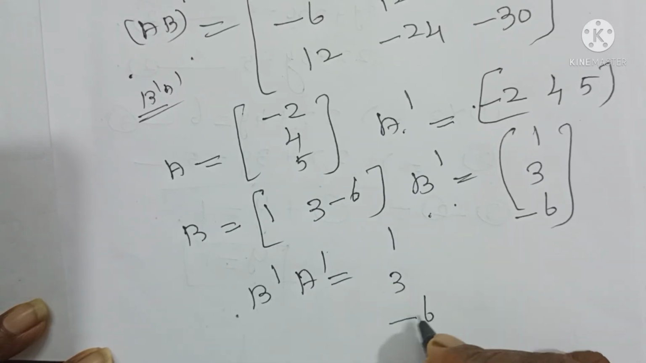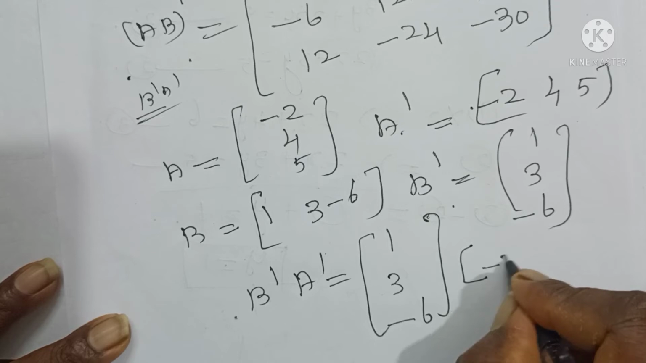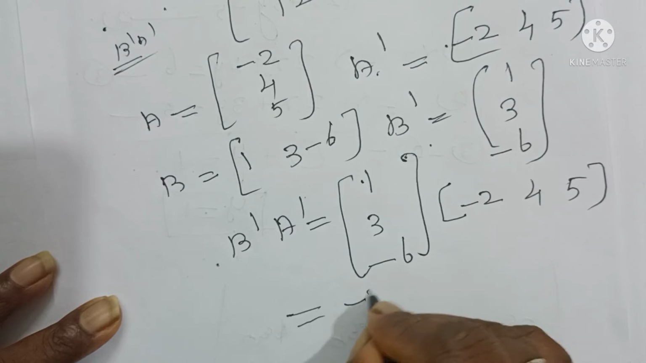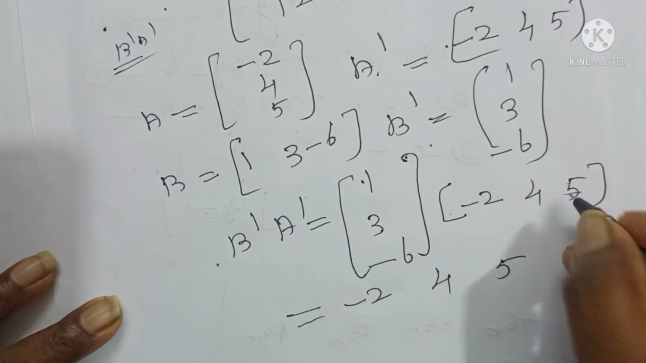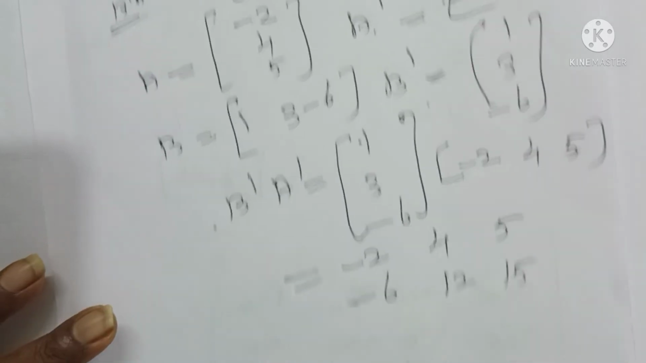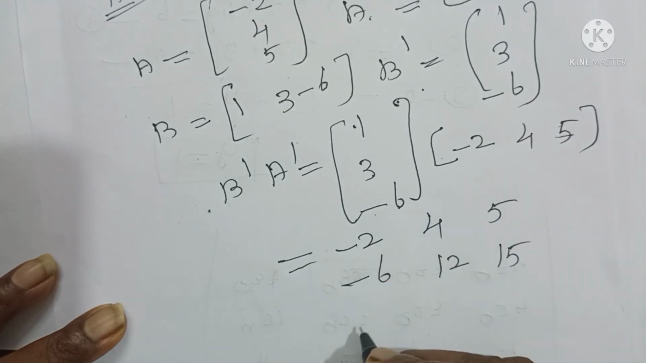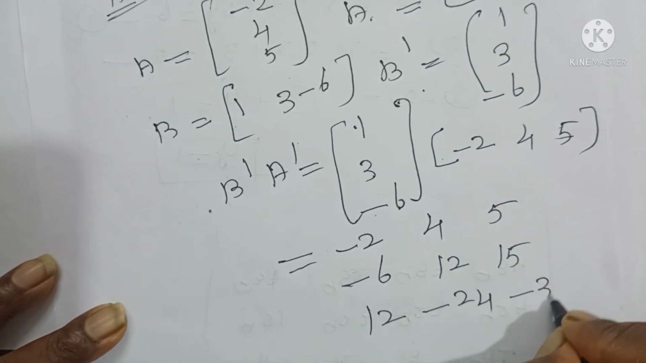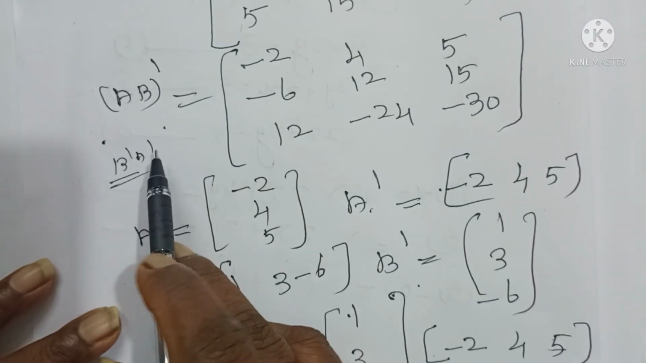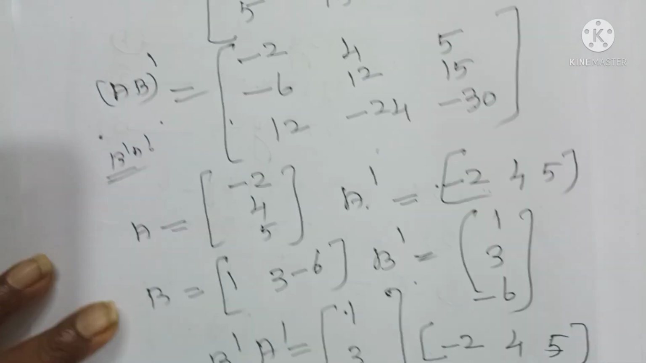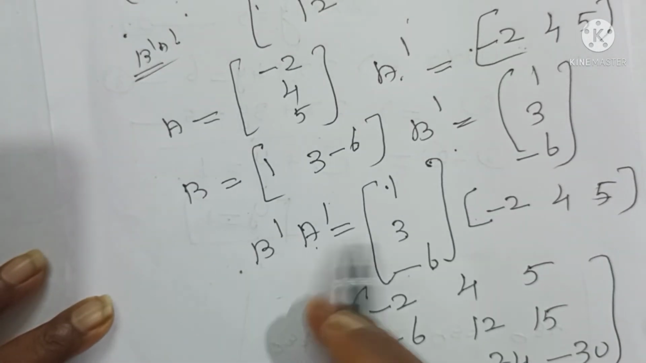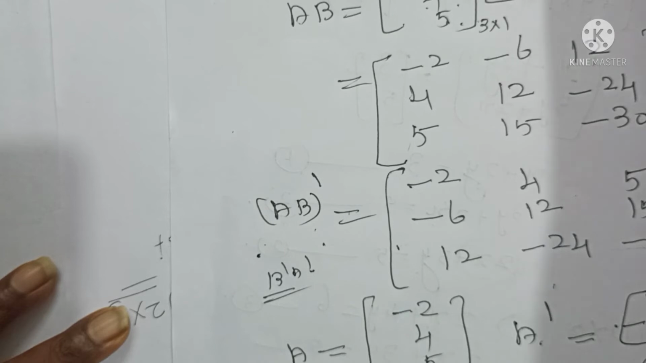So 1, 3, minus 6, minus 2, 4, 5. Here also a 3 by 3 matrix. So 1 into minus 2, minus 2, 4, 5. Then you have to multiply with 3. So minus 6, 12, 15. Then you have to multiply with minus 6. So 12, minus 24, minus 30. Now you have to check. Here (AB) the whole dash, this matrix is equal to this matrix. So what is (AB) dash? B dash A dash. So option A is correct.